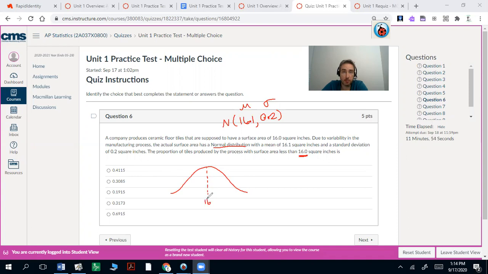if your mean is 16.1, what is the proportion that's going to be less than 16? Well, already I hope you realize it's going to be less than 50% because 16 is below 16.1, right? But the standard deviation is going to determine what that percentage is. And I'm going to go right to the calculator. I'm not going to use the table, but I will show you how to use the table too.